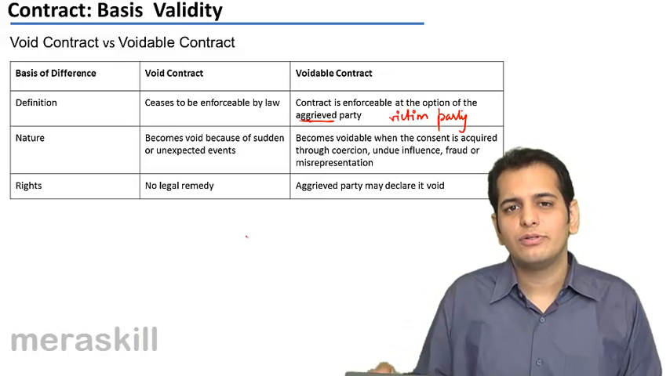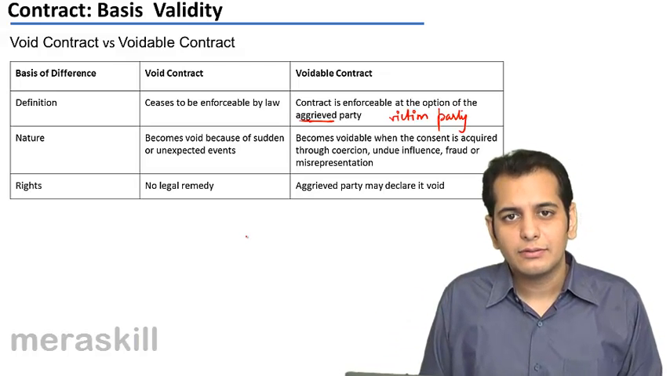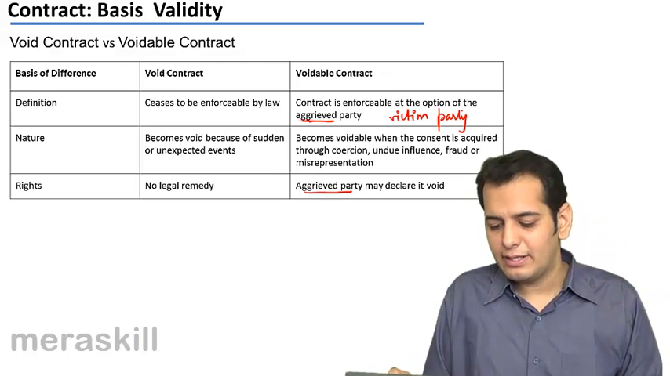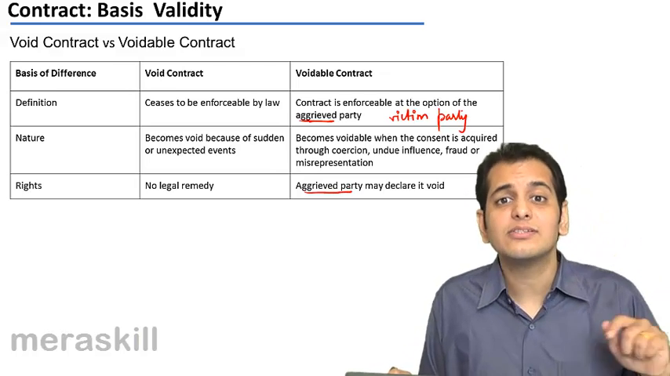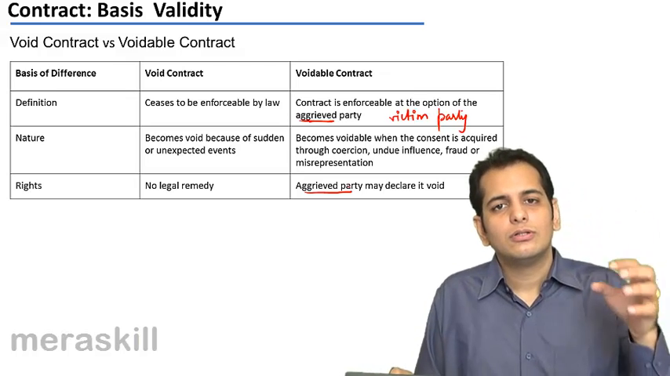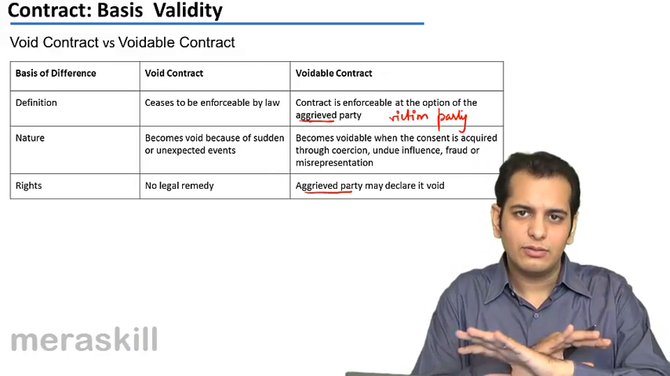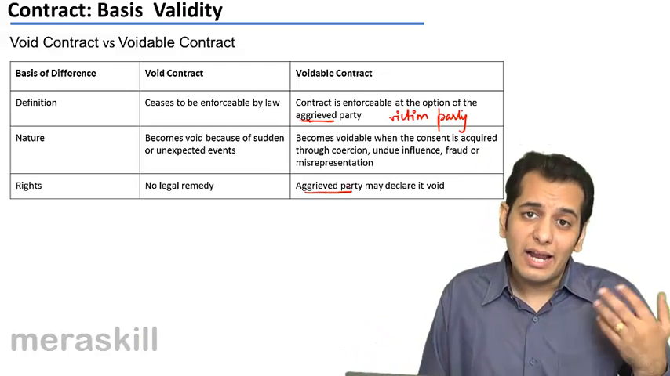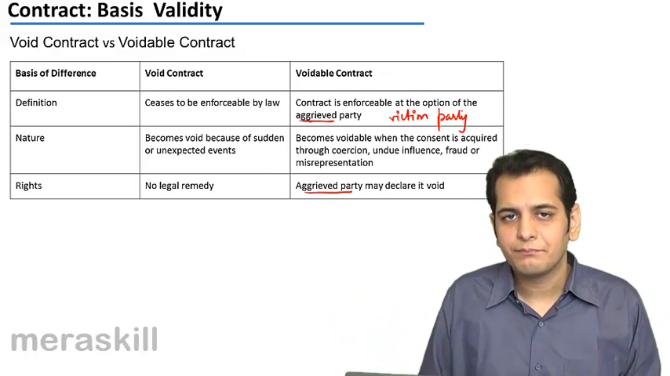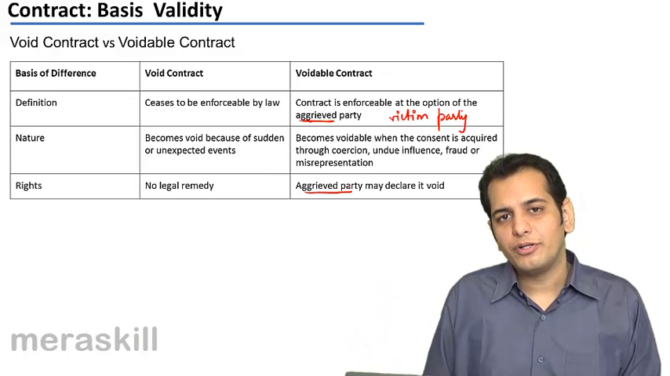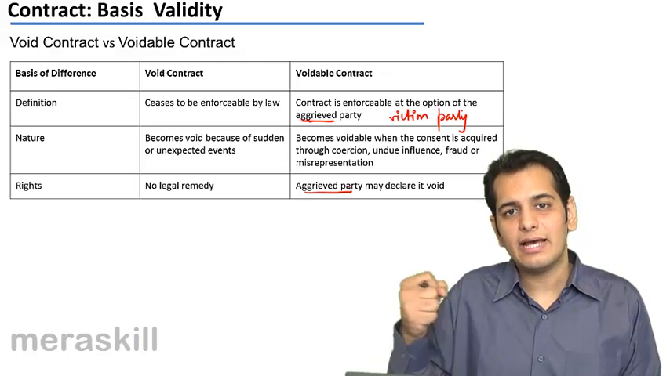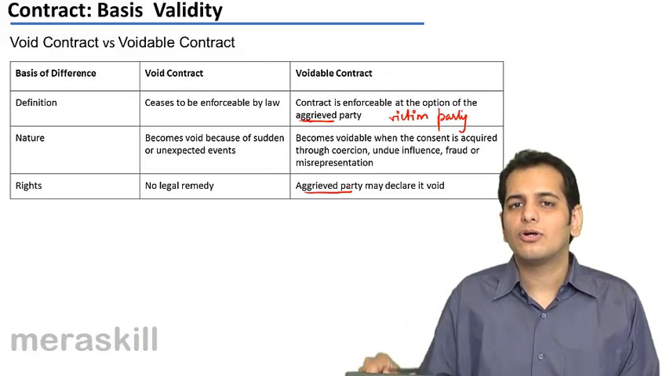However, in case of a voidable contract, only the aggrieved party has the legal remedy, that is, it can declare it as void. So, in case of a void contract, none of the parties have any rights or liabilities. No more rights and liabilities exist. But in case of a voidable contract, the right of the aggrieved party subsists. He has the right to make the contract void.